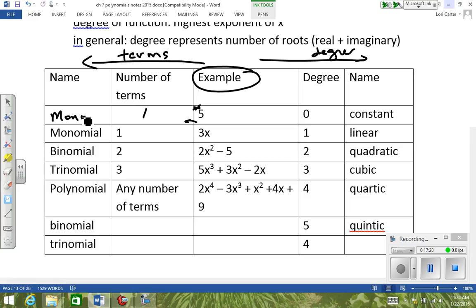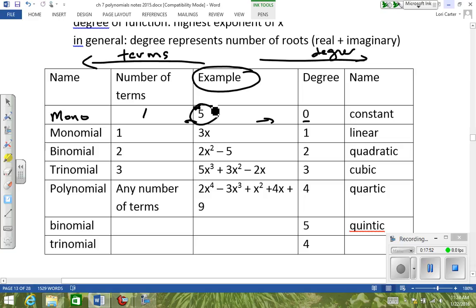Now we're going to degree. Okay, 5, what's the degree of 5? So now we're going this way. 0. If you're graphing 0, that's called a constant. It does not have a slope. So, no variable, constant. So this guy is known as a constant monomial.